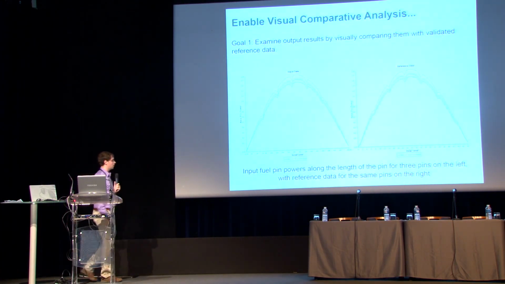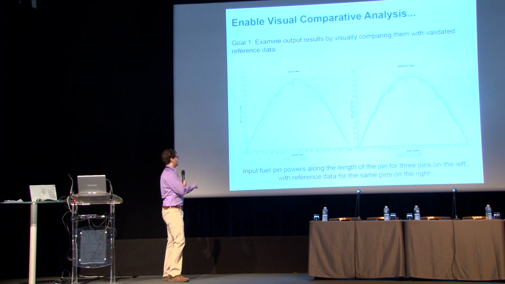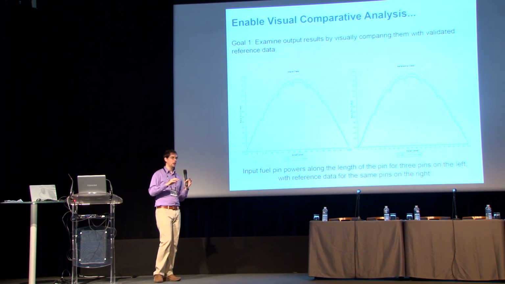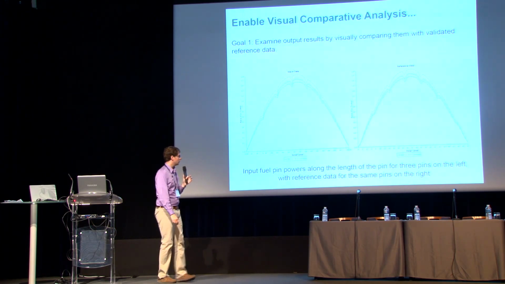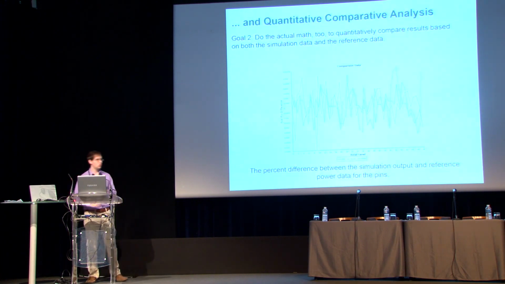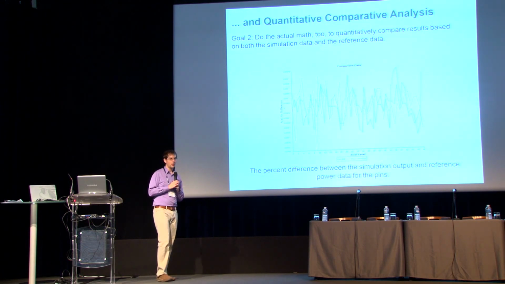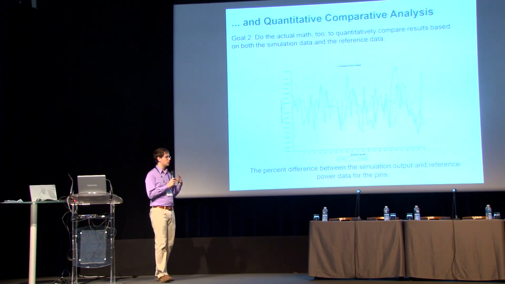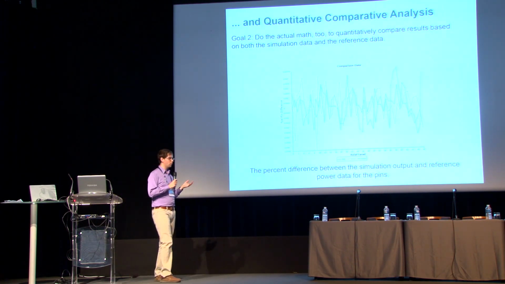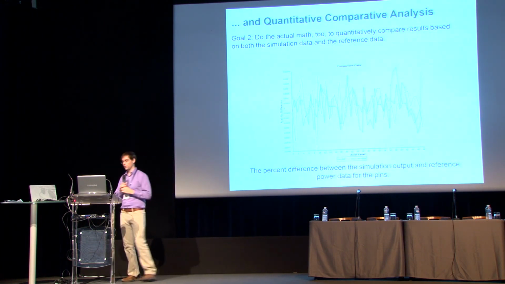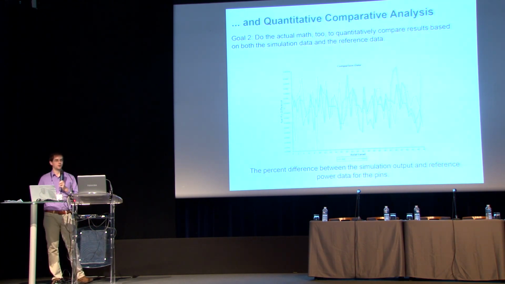We also wanted to enable a sort of visual comparative analysis. So you should be able to take the data from the simulation and plot it next to some sort of validated reference. But that's not quite enough. We also want to enable quantitative comparative analysis. We should be able to take the two data sets and compare them. We should do the math for the user so they don't have to put it in Excel and run their own computations on it, or even develop their own shell scripts. That's a really big problem that nuclear researchers are dealing with right now.